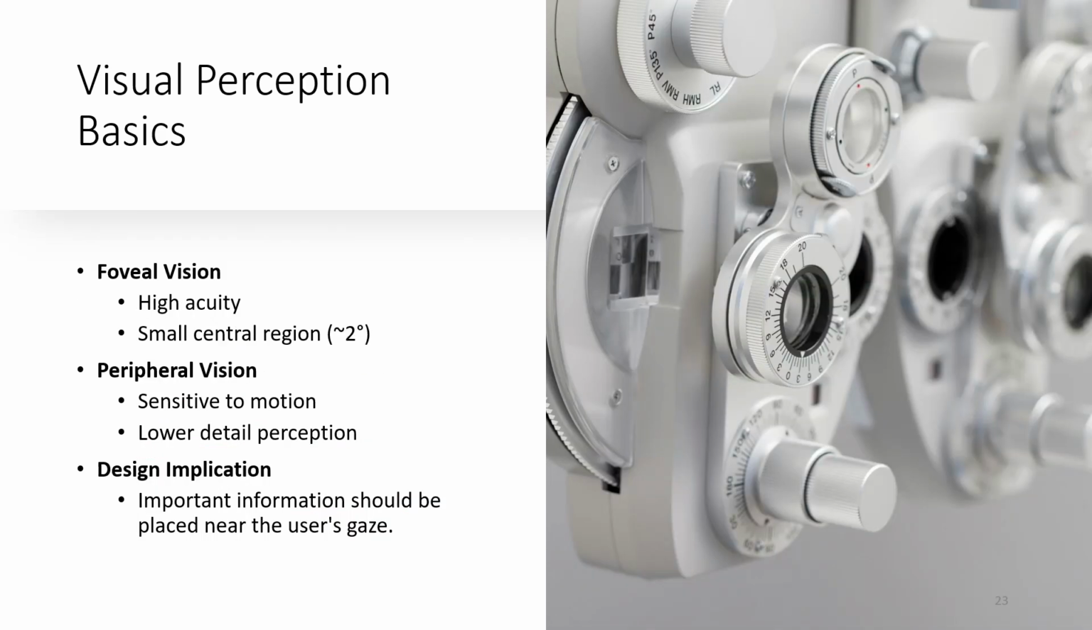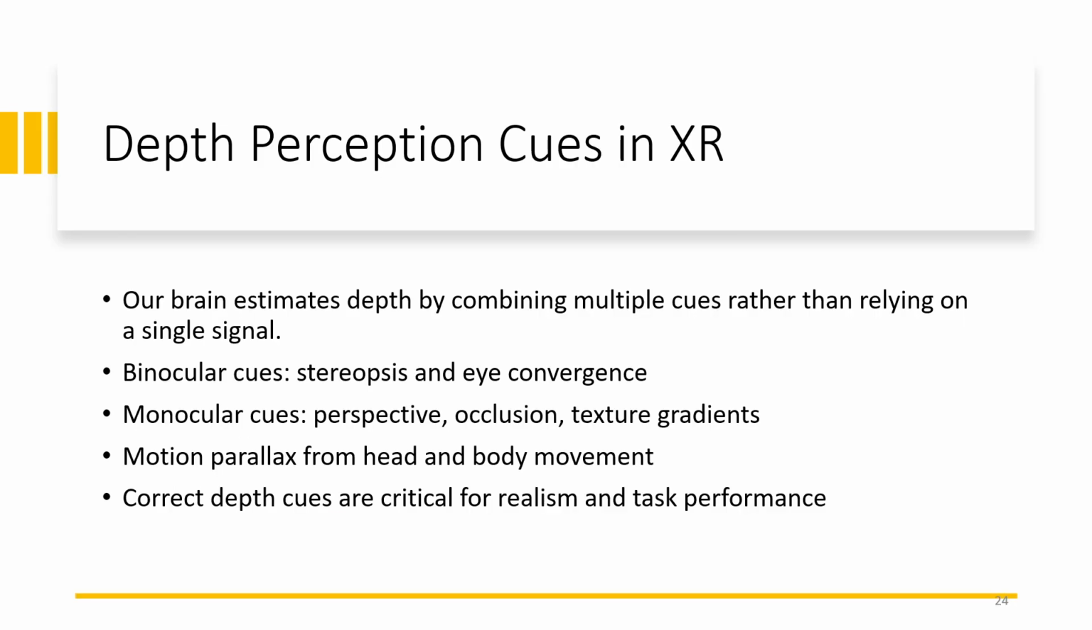Talking a little bit more about foveal and peripheral vision. Foveal vision offers high acuity and it is restricted to a small central region, which is of the order of 2 degrees. Peripheral vision is sensitive to motion and you can keep low detail perception there. The design implication is that important information should be placed near the user's gaze. Wherever the user is gazing, that is where you want to be keeping the most important information. Now, how does our brain perceive depth? Well, our brain estimates depth by combining multiple cues rather than relying on a single signal.